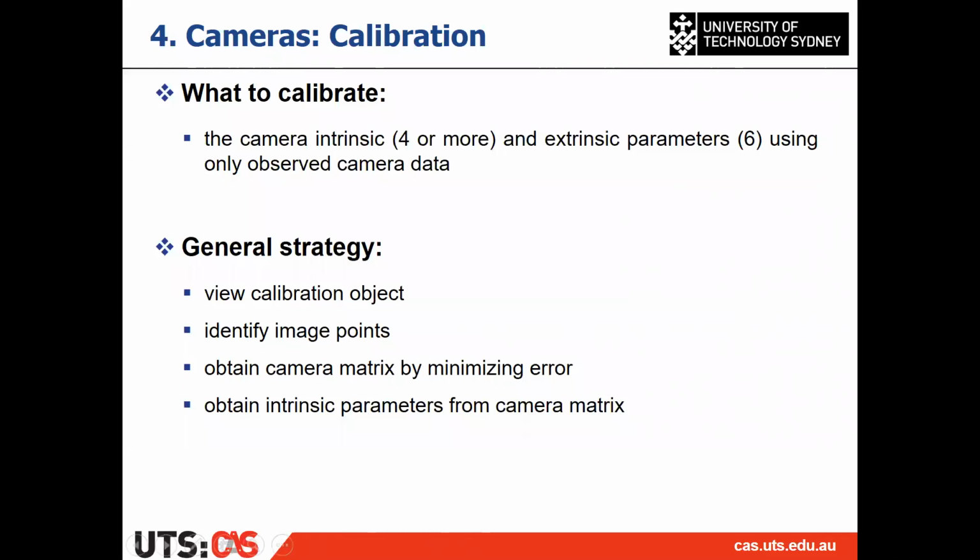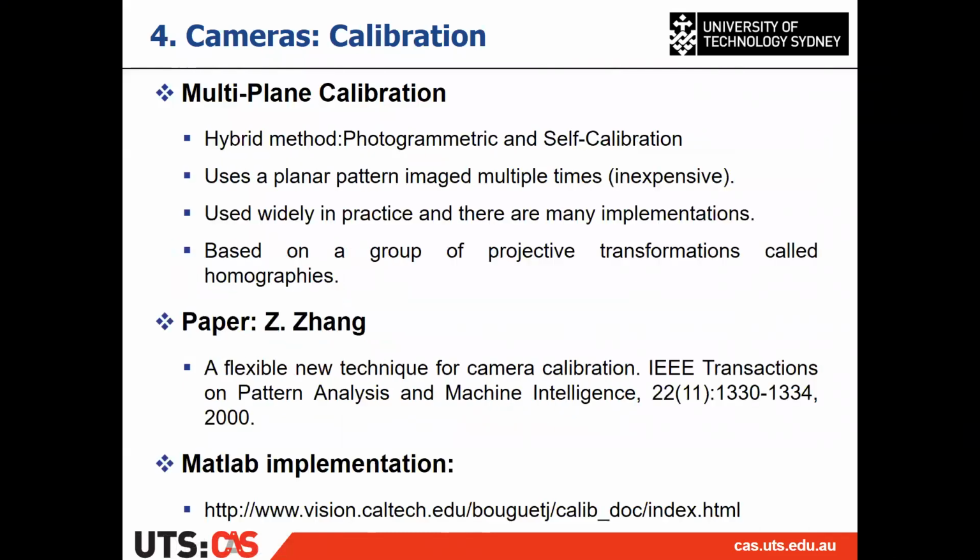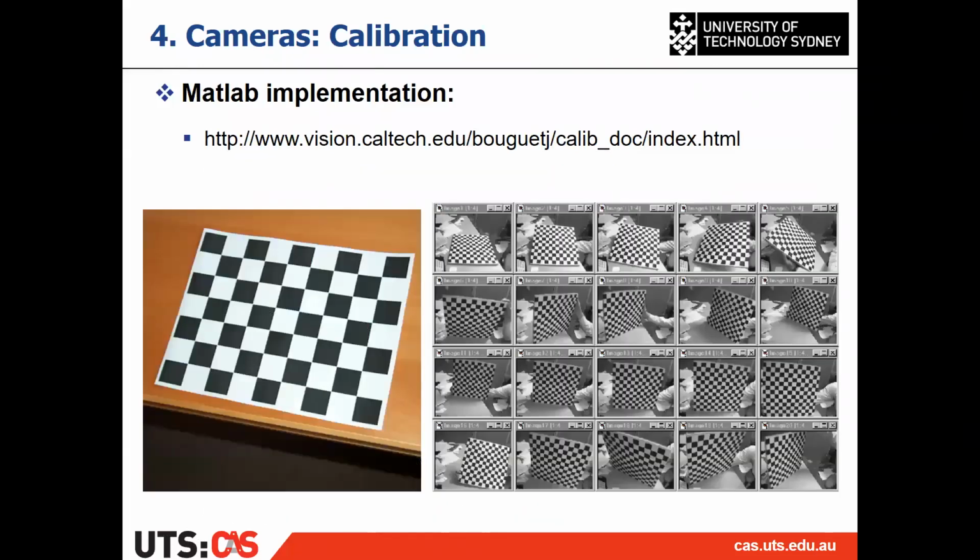All right, so that is calibration. And what we always do is we use the multi-plane method, which means we use a calibration checkerboard, and take images from different directions of the camera, and then we use those images to do the calibration. You will definitely use it in the hands-on activity with the MATLAB calibration toolbox.